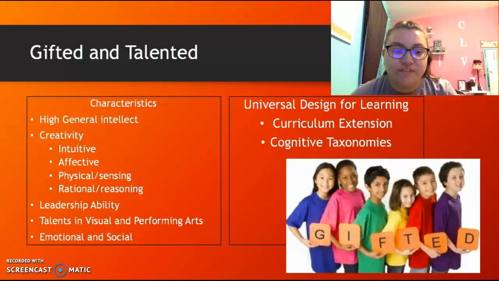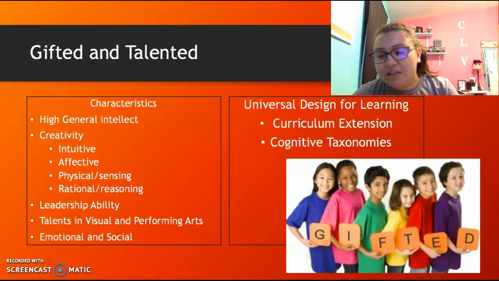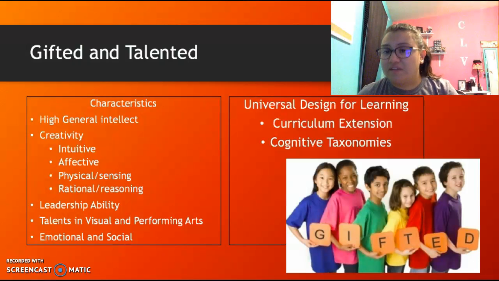For cognitive taxonomies, teachers can change what they expect from students by designing lesson and activity objectives that range from less to more complex. They also can extend the curriculum for gifted students by having students engage in activities that move up, which can teach students the skills they need to be more creative and to develop effective thinking skills.